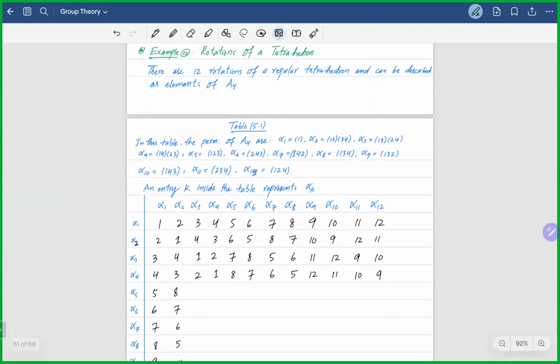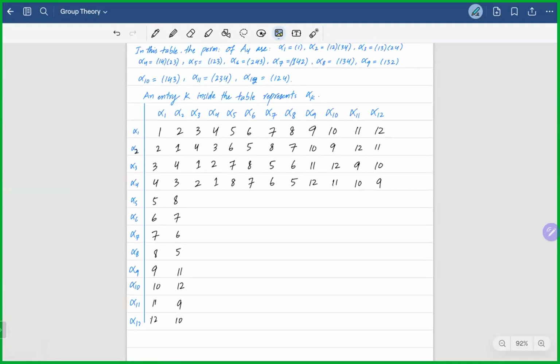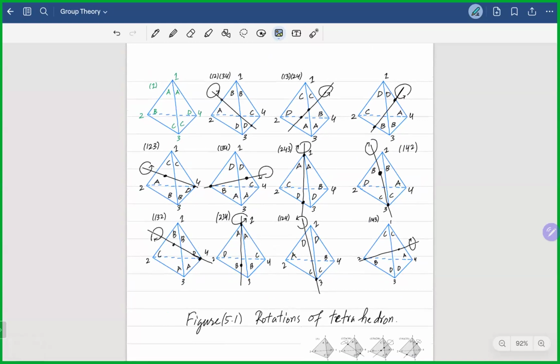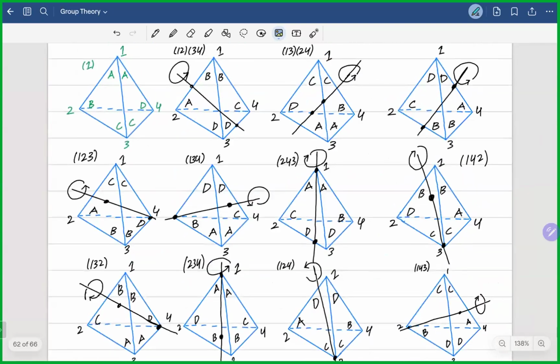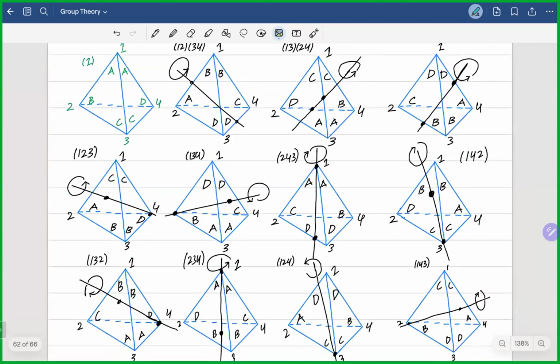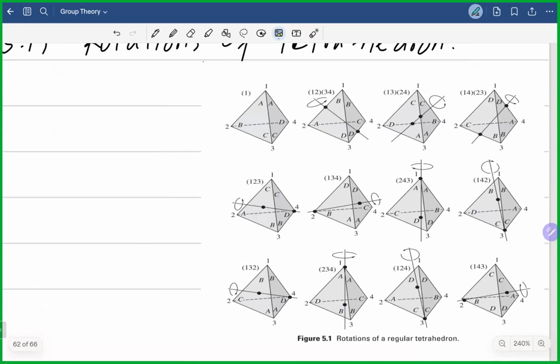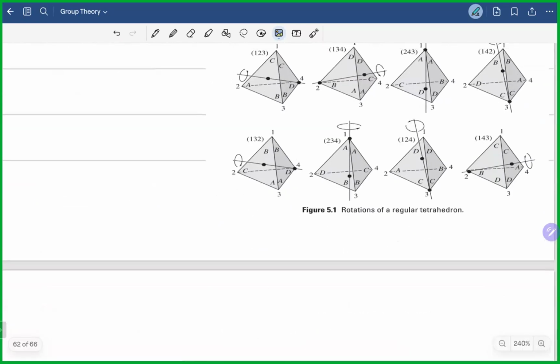And then we have presented the table for A4, the alternating group of order 4 on 4 elements, and then we have given a figure showing that this group actually defines the rotations of a tetrahedron. We have drawn those figures, and this is the reference from a book. You can see these are the rotations of a regular tetrahedron. Now I'm going to talk about an example, a few applications.